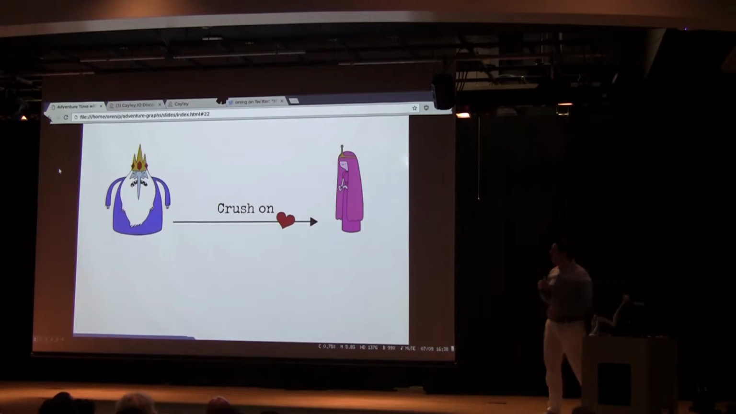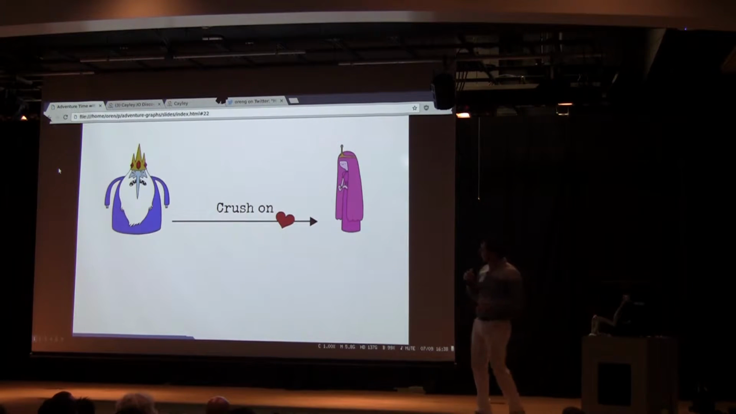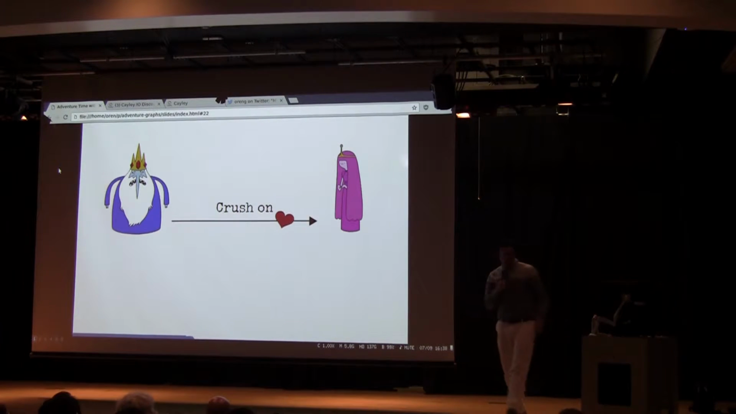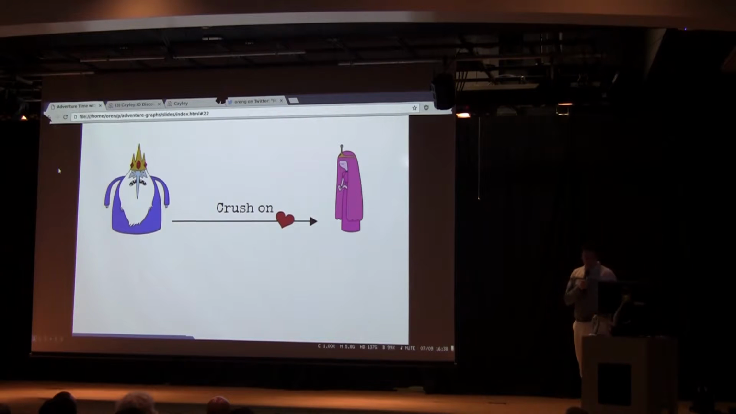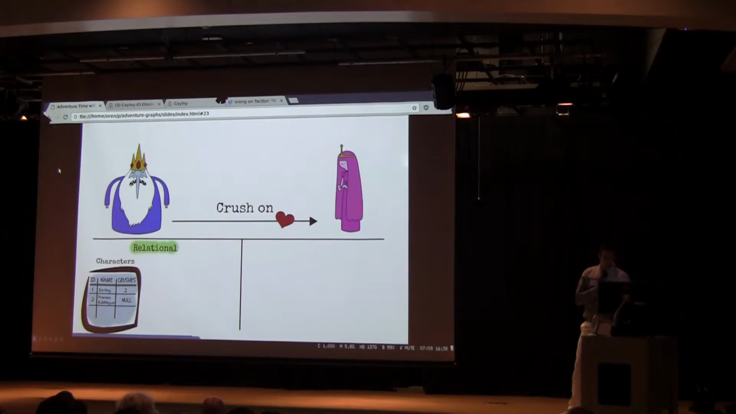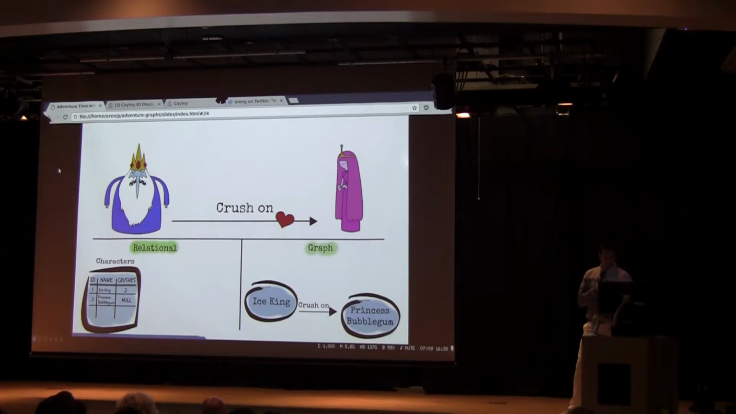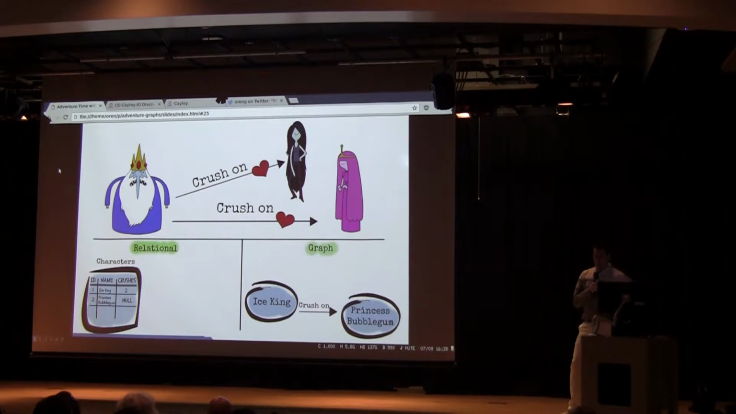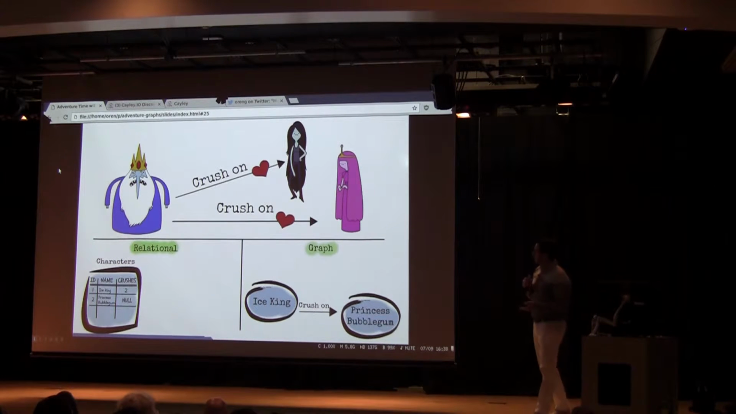So let's say you have this king that has a crush on this princess, Bubblegum, by the way. How do you map it with a relational database? You're going to have a table, right? Makes sense. How would you do it with a graph database? You have 2 nodes and an edge, and you put crush on. That's cool. Now your business changed, and the king likes another person. He has another crush.